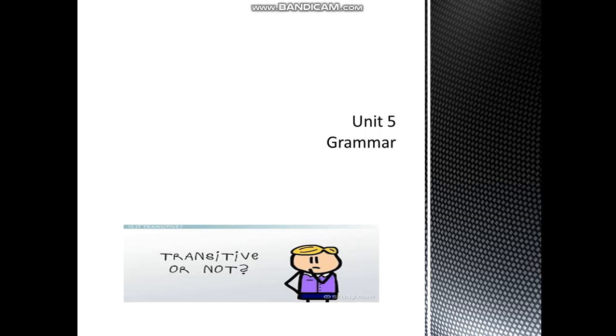Today we're going to learn a new grammatical rule from Unit 5. Transitive and intransitive verbs.